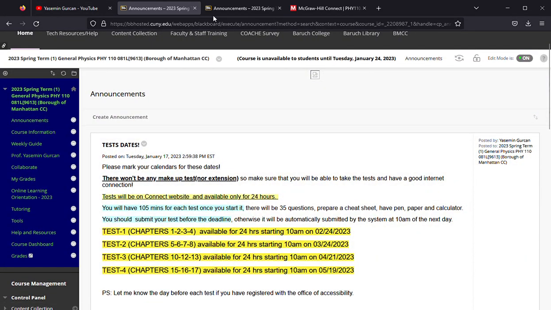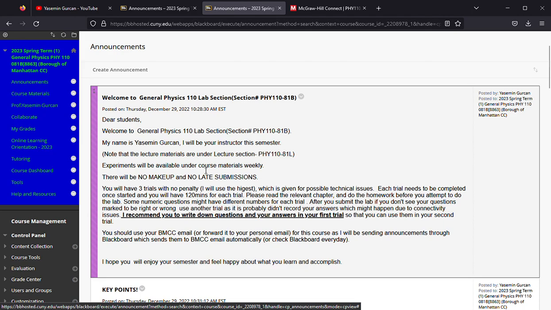However, for the lab, each lab is going to have 3 trials with no penalty, so don't hesitate to take them again and again until you get the answers correct. And when you submit the lab, you will see which questions you got wrong, if any. So I would suggest you write down the questions in your first trial to do them correctly in your second trial, and some questions might come with different numbers the next time you try them, so make sure that you're using the current numbers in numerical questions.